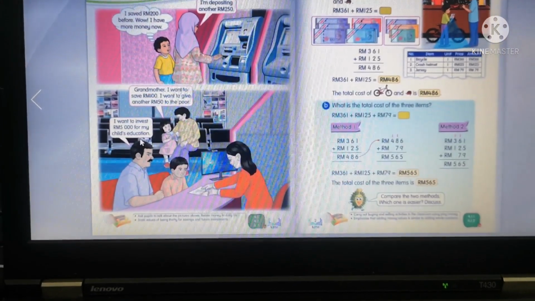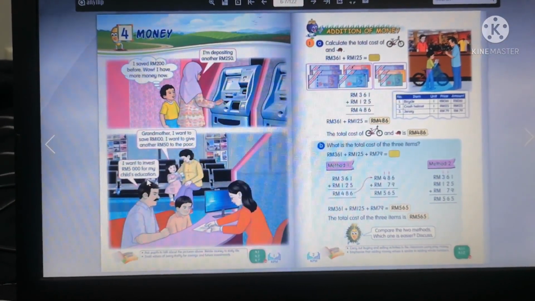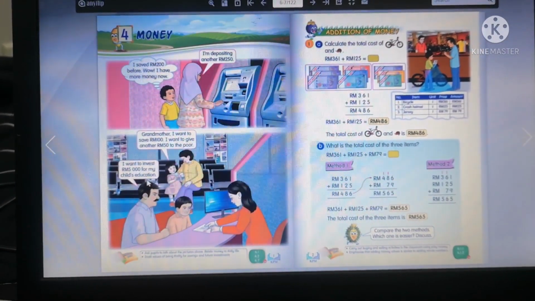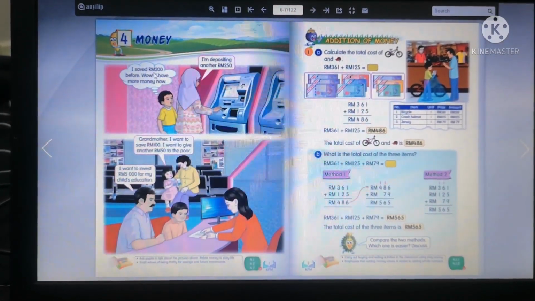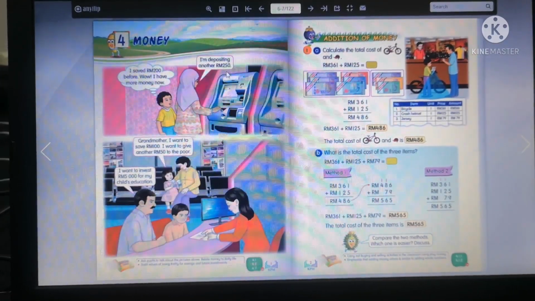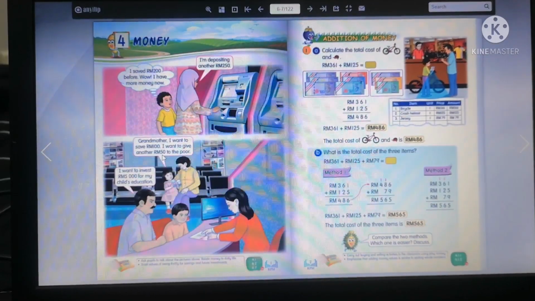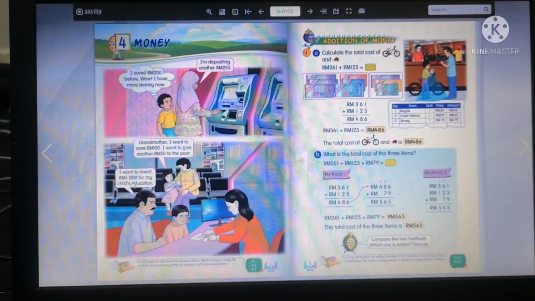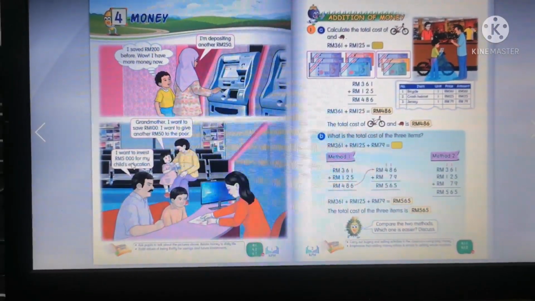In order for you to learn this topic, you have to learn to pronounce the money. Like this one, we call it RM200. Okay, 200. This one RM250, and this one is RM100. This one is RM50, and this one is RM5,000. So we have to pronounce it correctly.